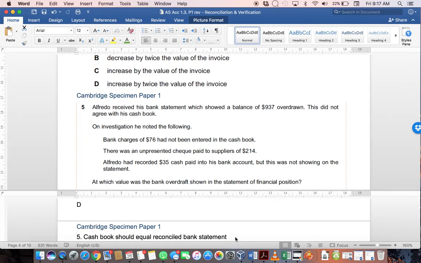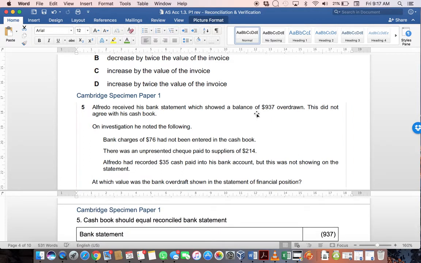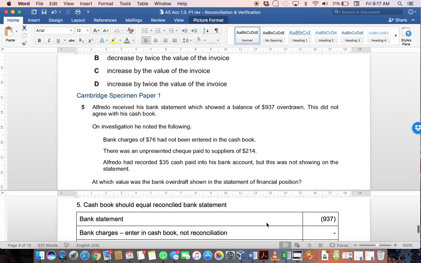Just as we did for the previous one, you need to realize that your cash book amount or financial statement figure should equal the reconciled bank statement. So we are going to start with a bank statement of 937 overdrawn that was given to us, and then we are going to look at these transactions and see what still needs to be taken into account by the bank. Bank charges of 76 had not been entered in the cash book. Well, yes. If we knew the beginning cash book balance, we could use that and try and work out a new amount. But we don't have that, so that's not actually going to be much use to us. So we are not going to use it in the reconciliation. We are not going to factor that into our calculations.